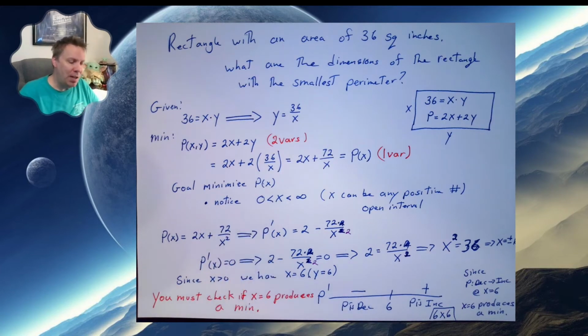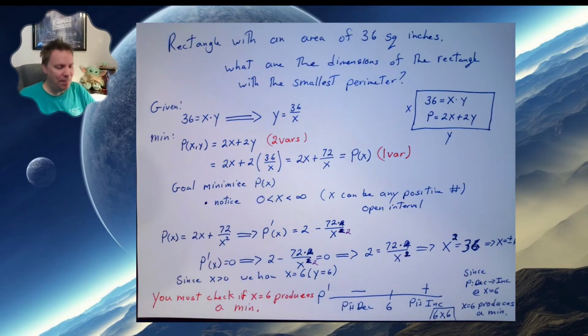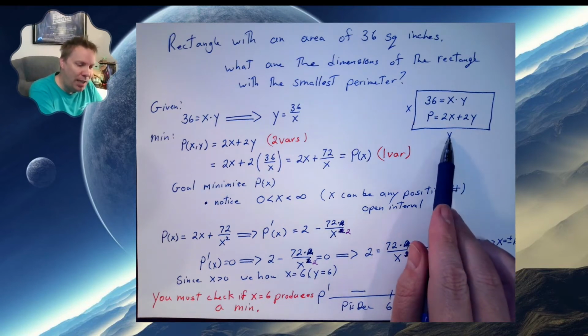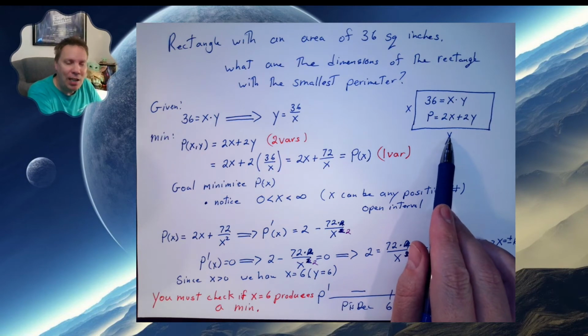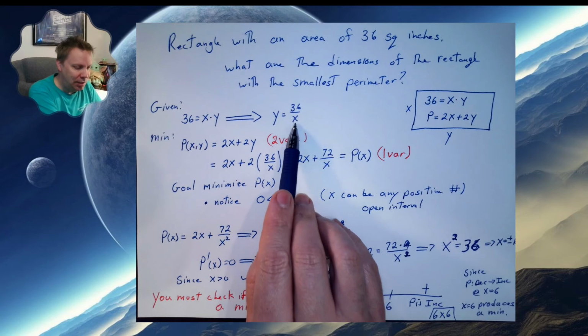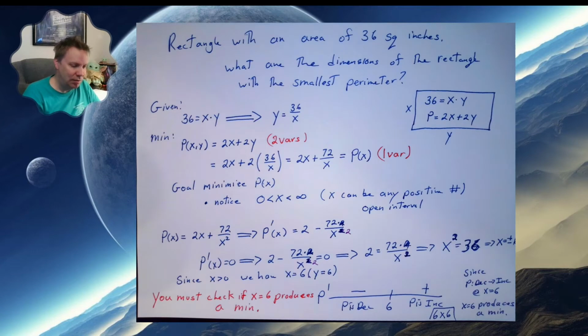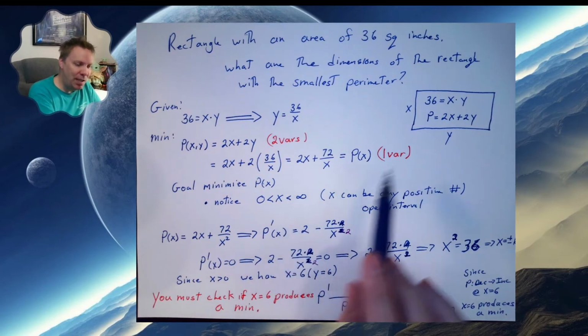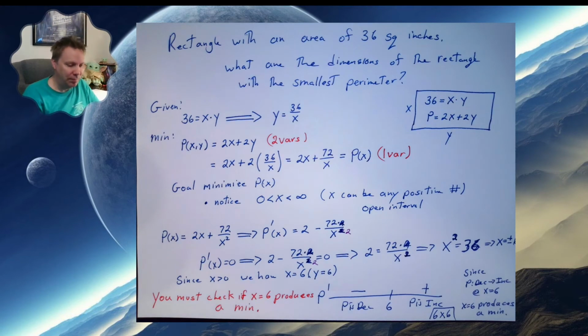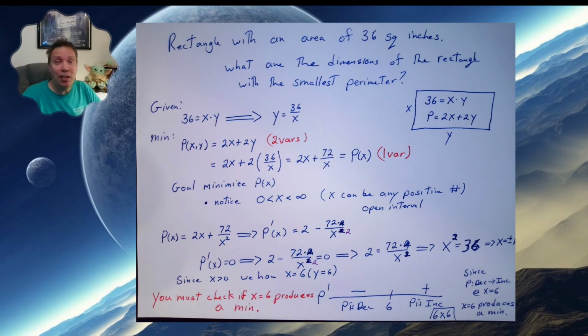Again, the goal is to minimize p of x, but unlike the other problem, this is not a closed interval problem because I can make y as big as I want as long as I compensate with x so that the product is always 36. I can make x as big as I want because I can make y really small. There's no constraint on x other than it has to be positive because I can't have a negative dimension. So this is an open interval problem. So the closed interval method that we used in the last rectangle problem will not work.